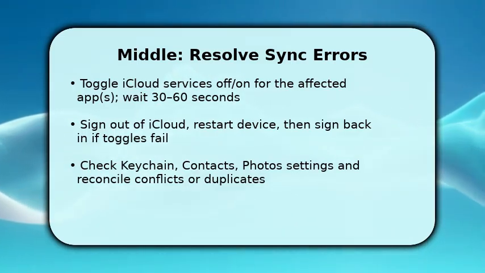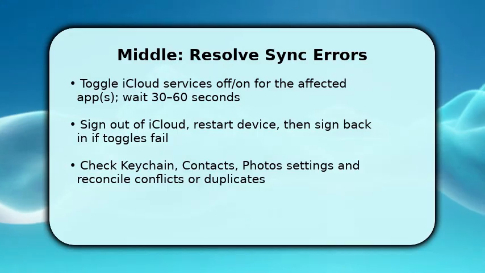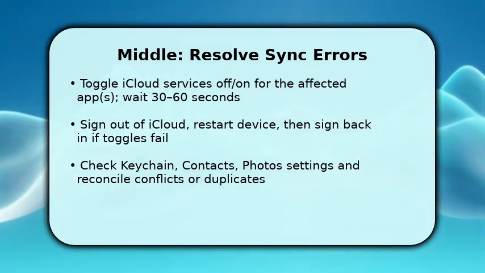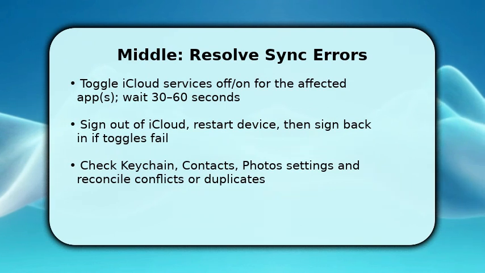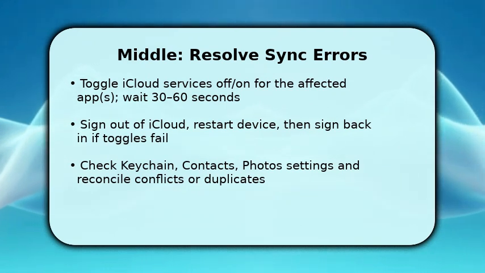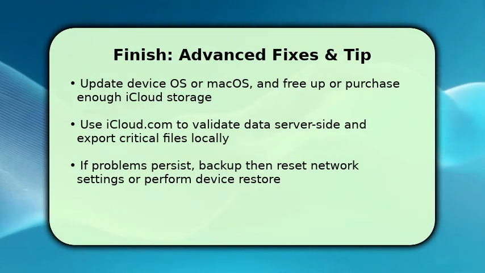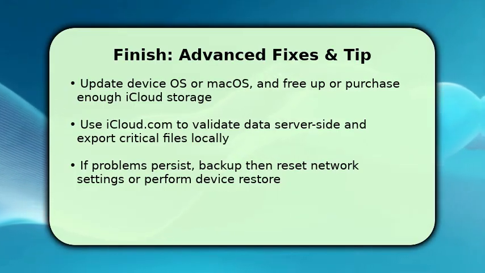Also inspect keychain, contacts, and photos for conflicts or duplicates and reconcile them, because corrupted items can stop broader sync. Keep an eye on error codes shown in settings for targeted searches. To finish, apply pending OS updates and ensure iCloud has enough free space. Upgrading storage can immediately clear sync backlogs.